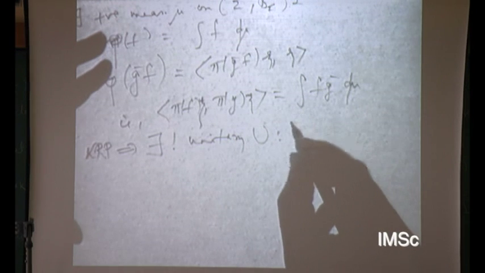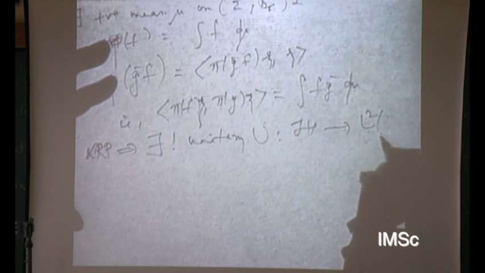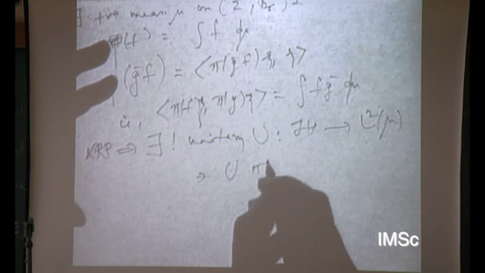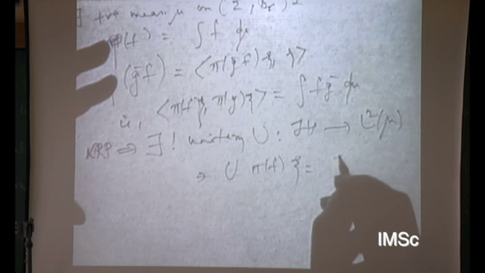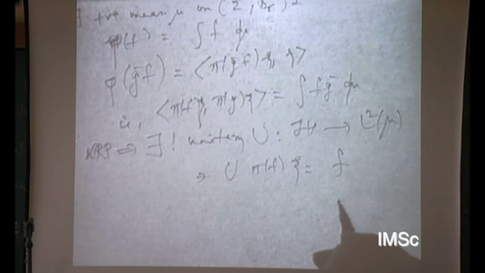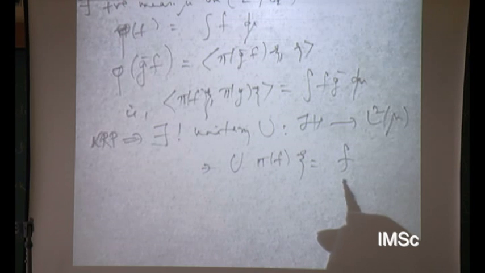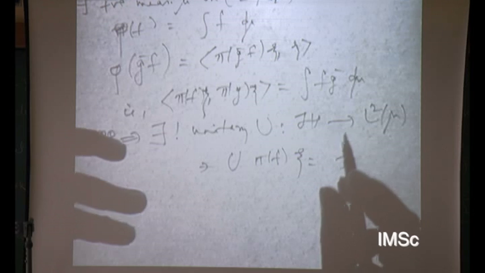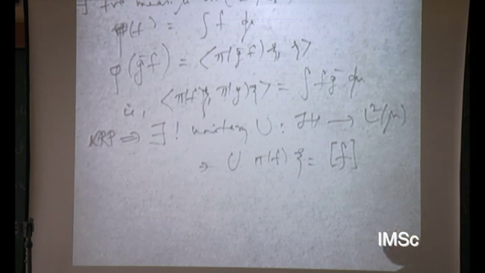from H to L2 mu such that U of pi of f psi is equal to f. Here I'm being sloppy. On this side f is actually a continuous function. On this side actually f is an element of L2 mu. So I should probably write this.